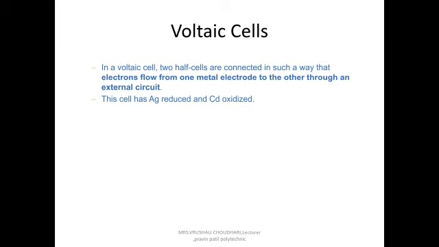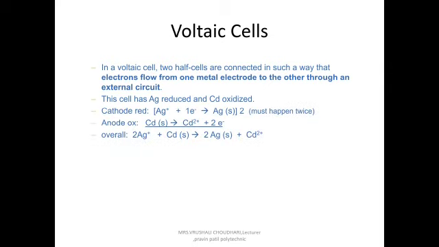In a voltaic cell, two half cells are connected in such a way that electrons flow from one metal electrode to the other through an external circuit. This cell has silver reduced and cadmium oxidized. At the cathode, reduction: Ag+ gains one electron to form silver metal, while at the anode, cadmium liberates two electrons to form Cd2+. The net reaction that occurs in the cell is called the cell reaction.